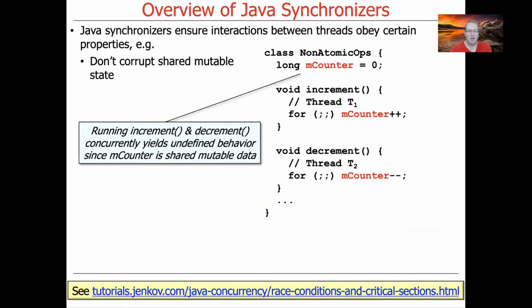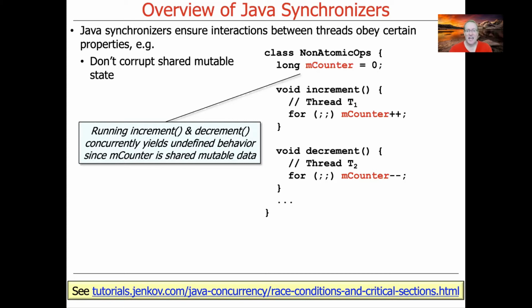So here's an example of shared mutable state that will get you in big trouble. We have a class called NonAtomicOps, and we have a field called mCounter, which we set initially to 0. Then we have two threads, T1 and T2, and thread T1 is going to call the increment method, and thread T2 is going to call the decrement method at the same time. Of course, the interesting question is, what will the results be? And the answer is, who the heck knows?